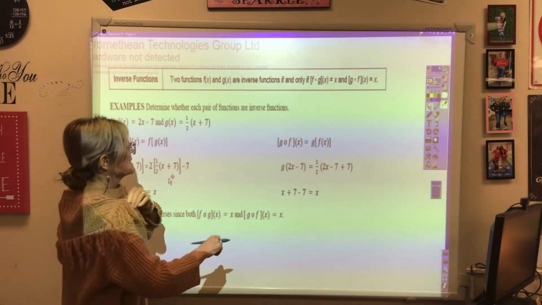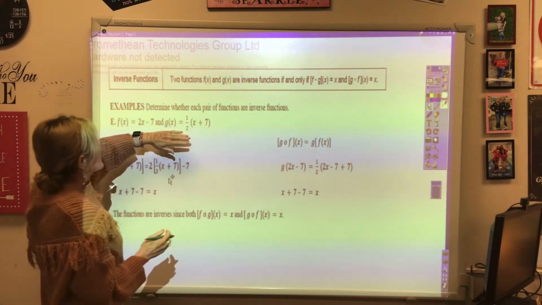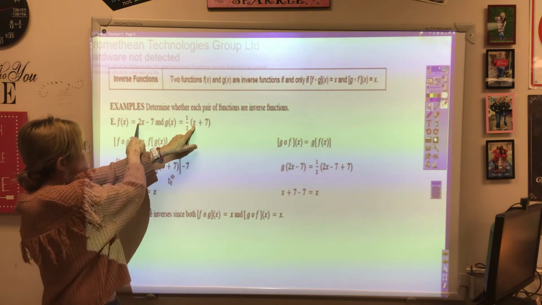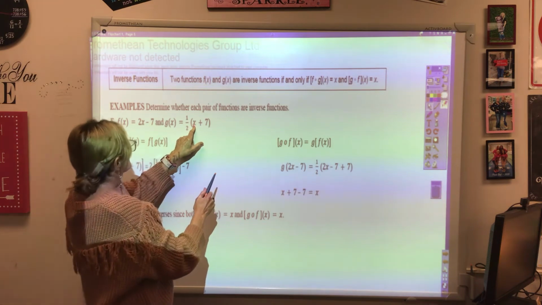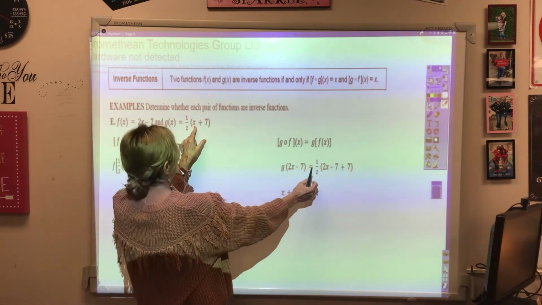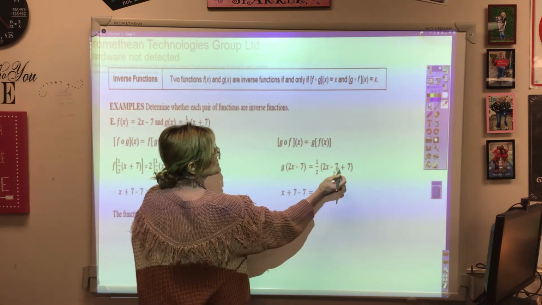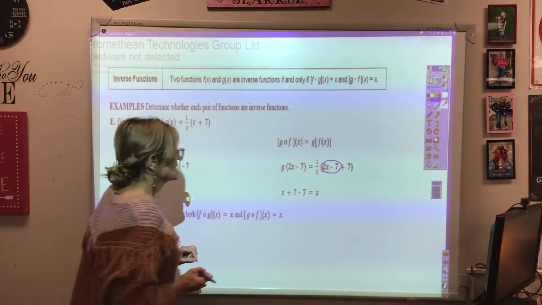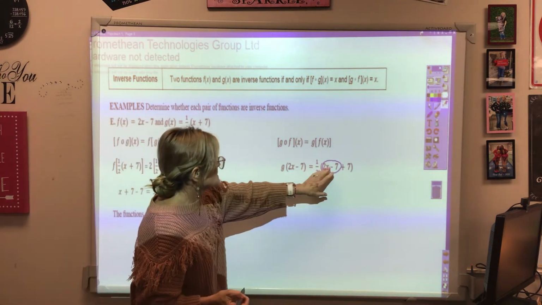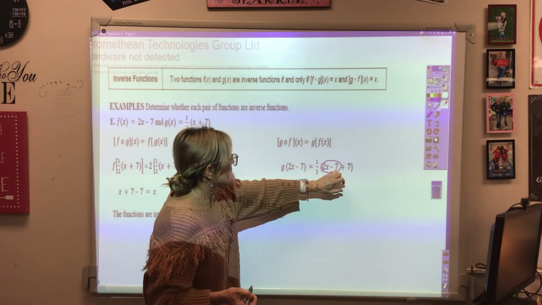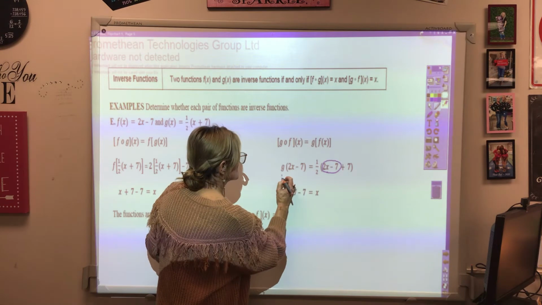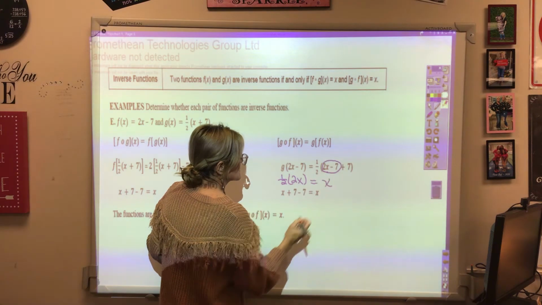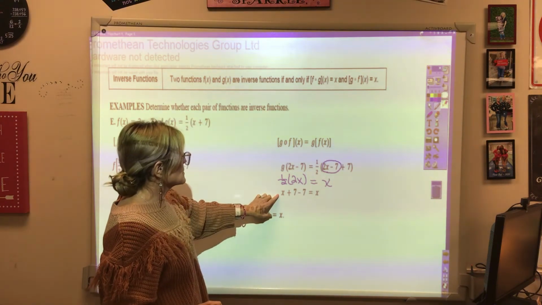Now if we try it the other way, g of f of x, we're going to get into the g function where this x is, and we are going to put in 2x minus 7. So you can see where the x is, we have the 2x minus 7 plugged in that spot. If you take this and simplify, 2x minus 7 plus 7 would give you 2x. So 1/2 times 2x would give you an x. It's another way to look at it, other than what they've done here.